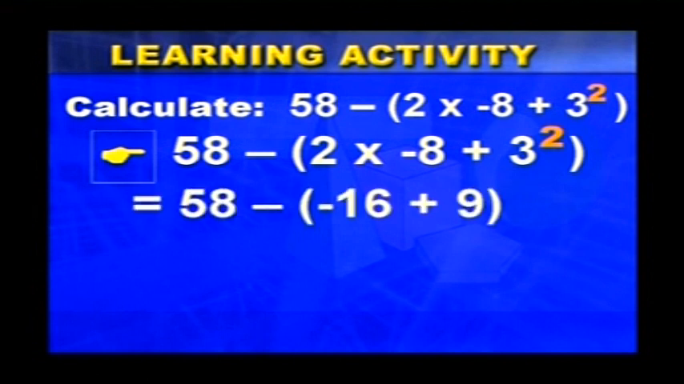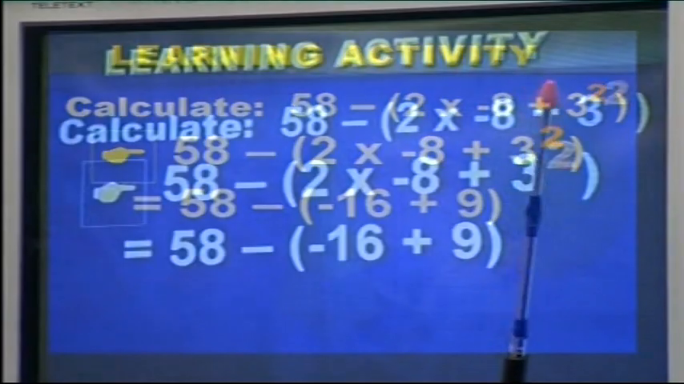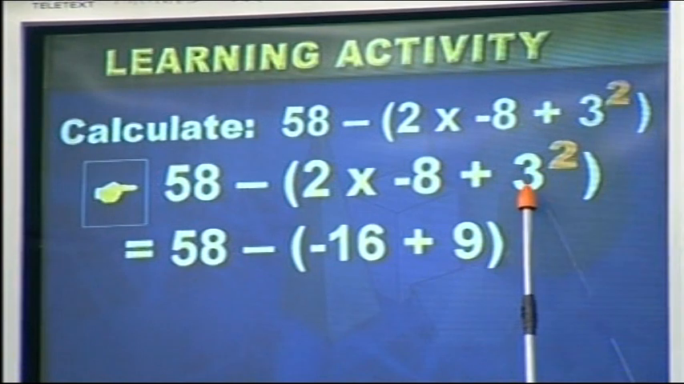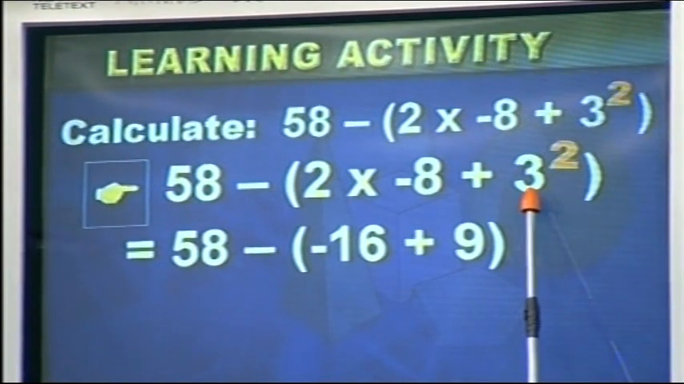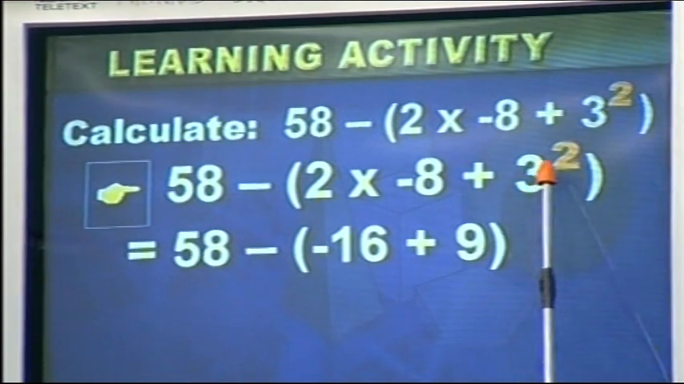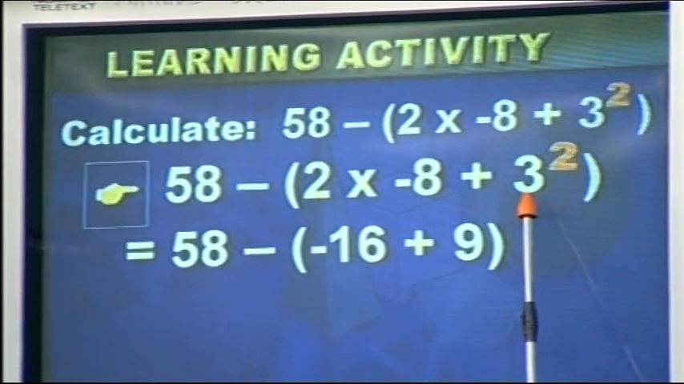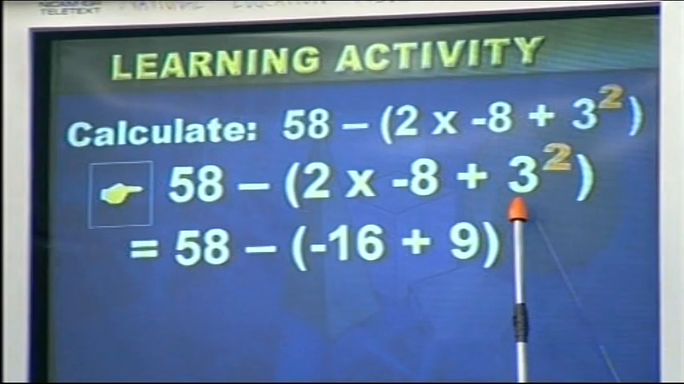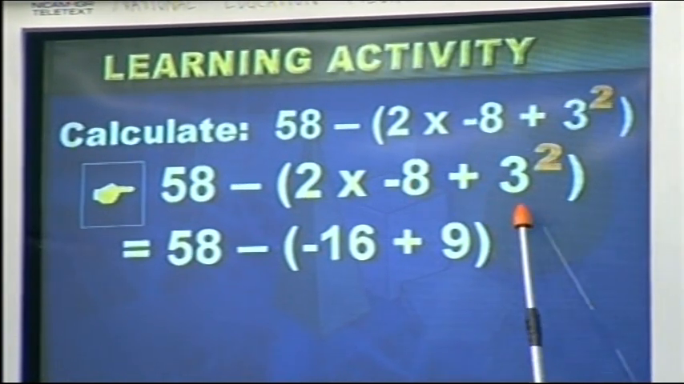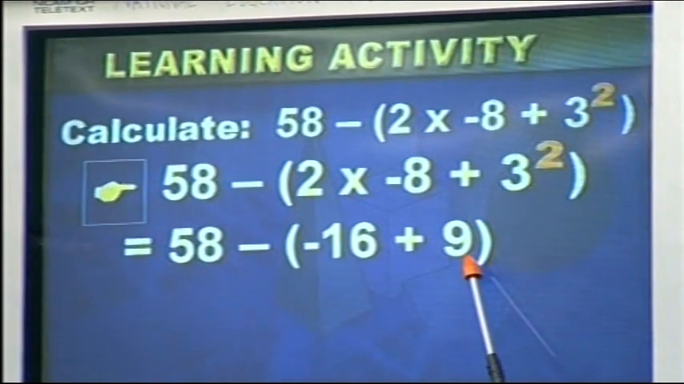We have 2 times -8, which is -16. Be reminded, the number that is also inside the grouping symbol is there; that comes in step number 2. 3 to the power of 2. So we multiply 3 how many times? 2 times. 3 times 3, which is 9.